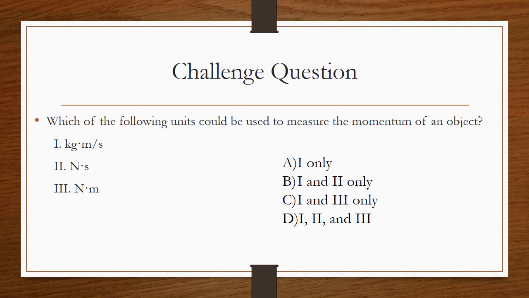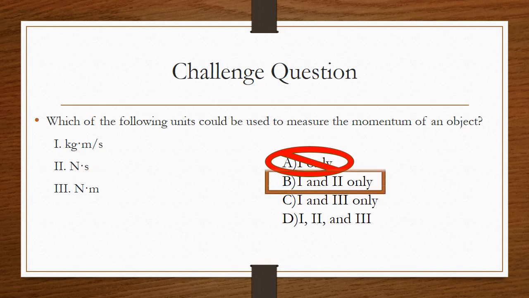Which of the following units could be used to measure the momentum of an object? Number 1 says kilogram meters per second, 2 says newtons times seconds, 3 says newtons times meters. If you're looking at 2 and 3 and thinking they sound kind of crazy, and you're thinking the answer has to be A, then you are incorrect. Since 1 newton is the same thing as a kilogram meter per second squared, if you multiply that by seconds again, it cancels out the squared second, and you're left with the units for the first one. So 1 and 2 are both acceptable units for momentum.